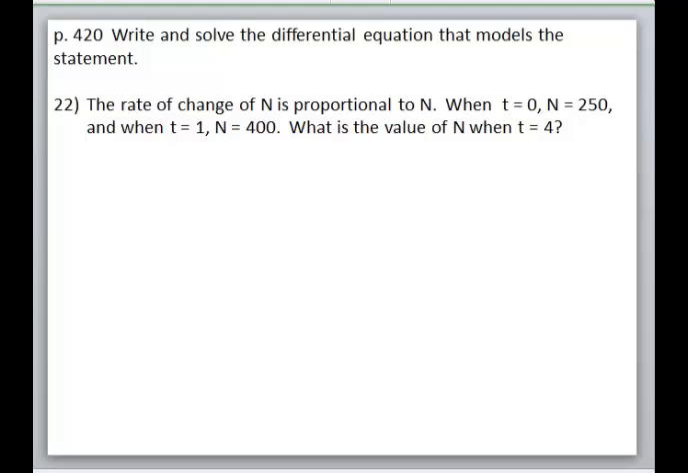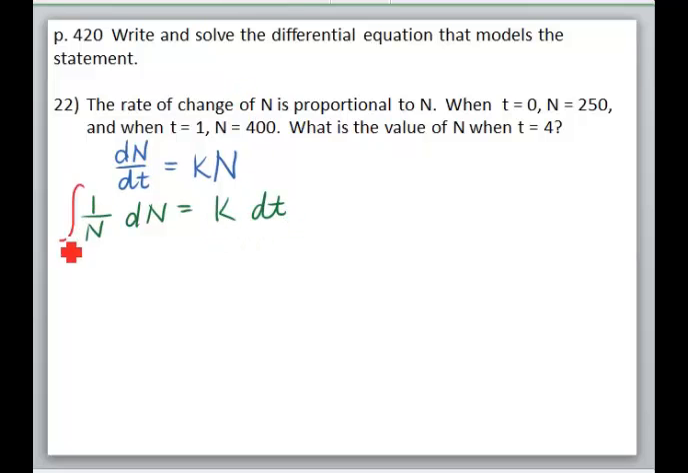Alright, in this problem it says, write and solve the differential equation that models the statement. Again, I have the rate of change of n is proportional to n. So what is that? It's talking about the rate of change of n, and it's talking about t. So I know I've got the rate of change of dn over dt is equal to k, proportional to n. Well, I'm going to separate my variables, and this one looks kind of funny, but I'm going to have to divide by n on both sides, so I've got 1 over n dn equals k dt. And remember, k is a constant, okay?